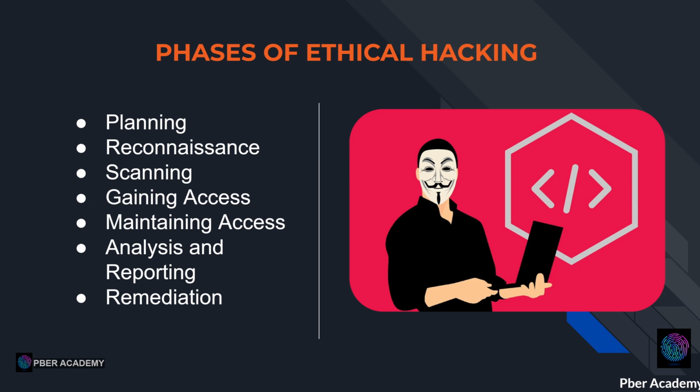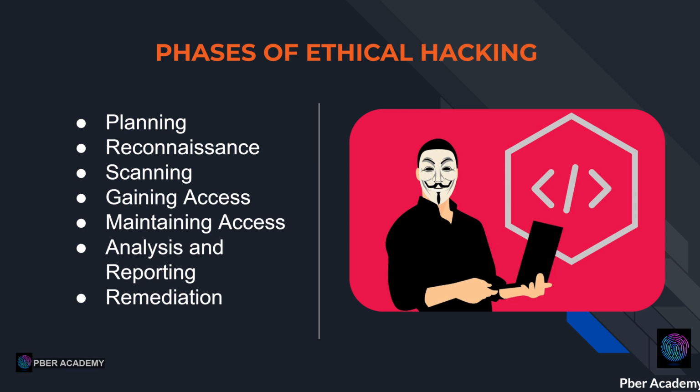Reconnaissance is basically called information gathering. There are two types of reconnaissance: passive reconnaissance and active reconnaissance. Passive reconnaissance collects information about the target without direct interaction, such as using information available in public records, Google databases, social media, and domain name searches.